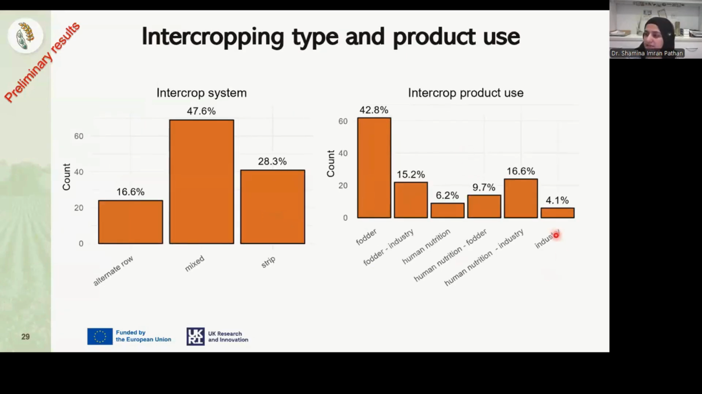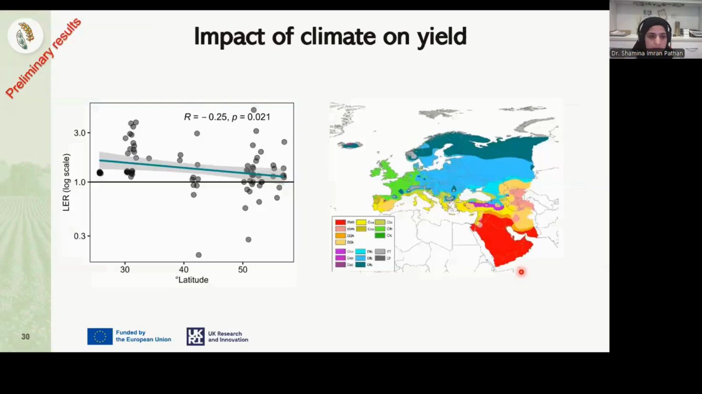We also found different kinds of intercropping used, like alternate, mixed or strips. And these intercrop products have been used by different industries, like fodder or human nutrition, specific to the industry. So we have different uses of these intercrops after their harvest.